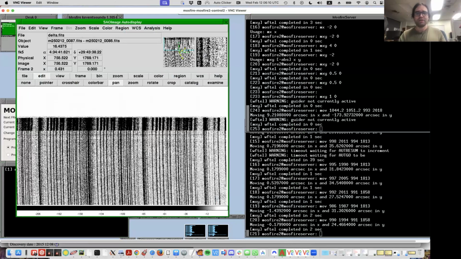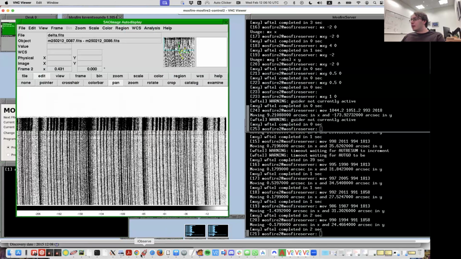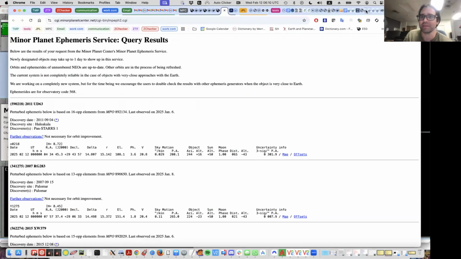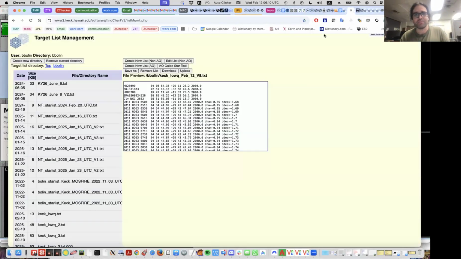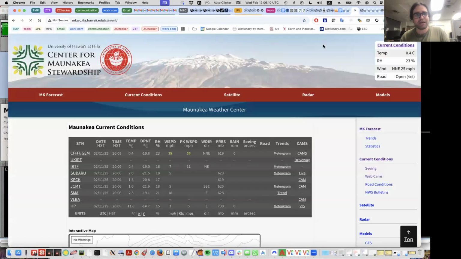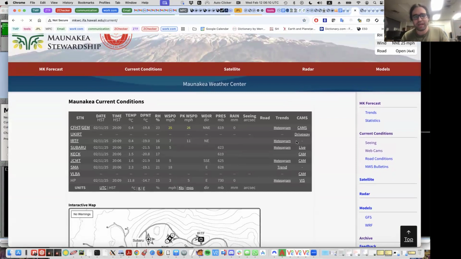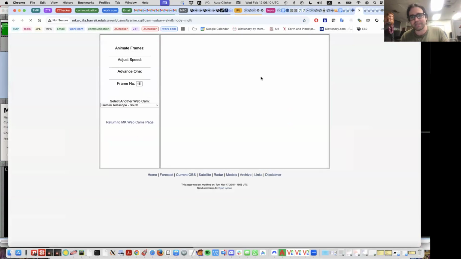I'm going to show the audience the conditions right now. This is something that you're constantly checking when you're observing: the current conditions. Right now we had a seeing measurement earlier. It was 0.8 arcsecond seeing. Another thing you look at is the cloud cam.